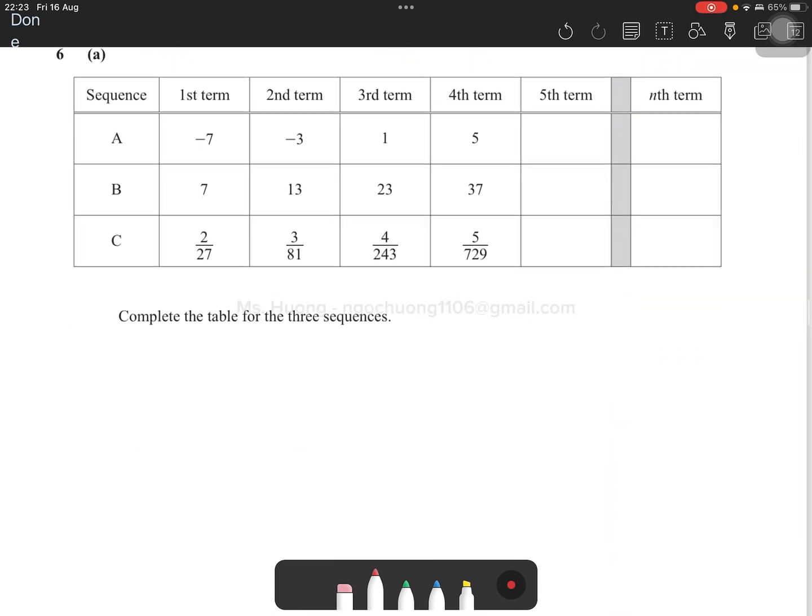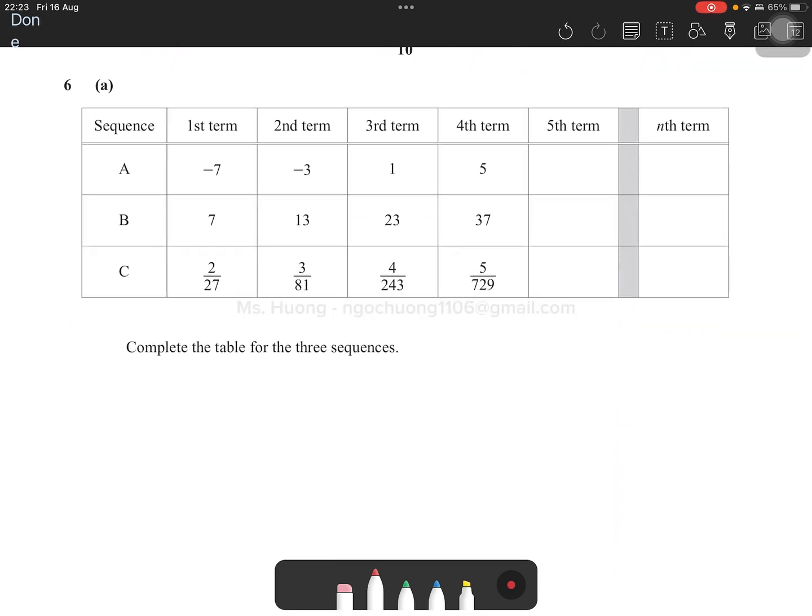Question 6a. We need to complete the table for the 3 sequences. The first sequence: 7 plus 4 is 11 is not shown; negative 3 plus 4 is 1. 1 plus 4 is 5. So 5 plus 4 is 9. The fifth term is 9.